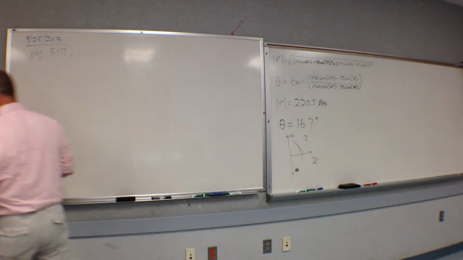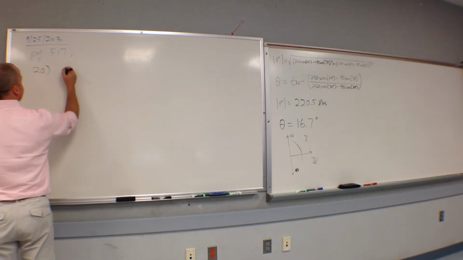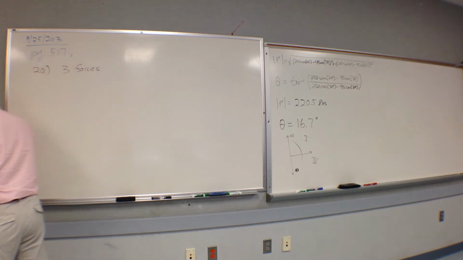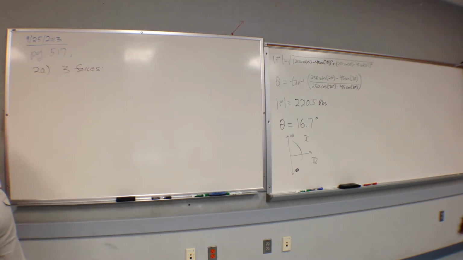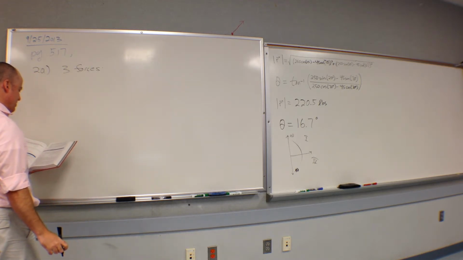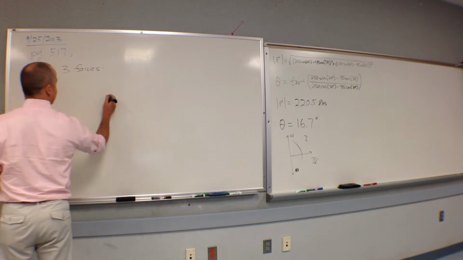Okay, so we're still on page 517, and here's what number 20 says. Number 20 describes 3 forces. And I'm just going to translate it real quick. The 3 forces have magnitudes of 70 pounds, 40 pounds, and 60 pounds. And they give some crazy angles here.